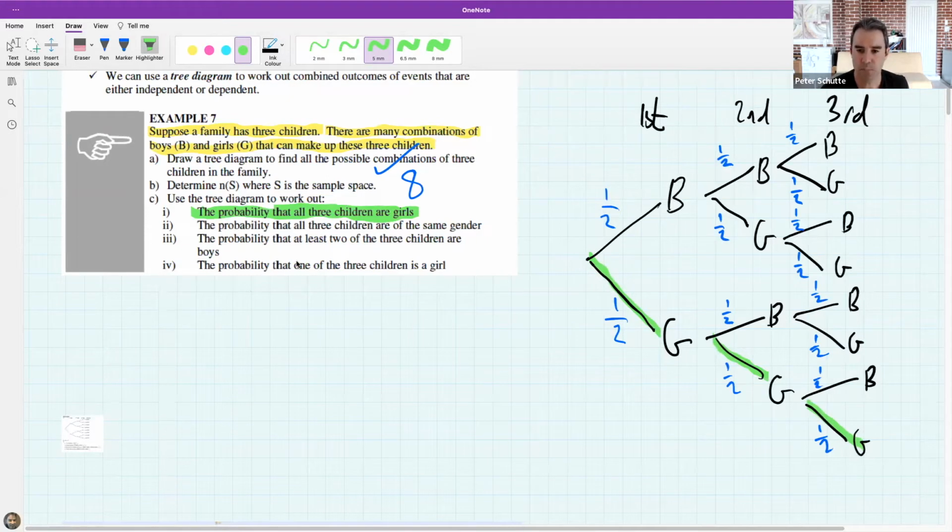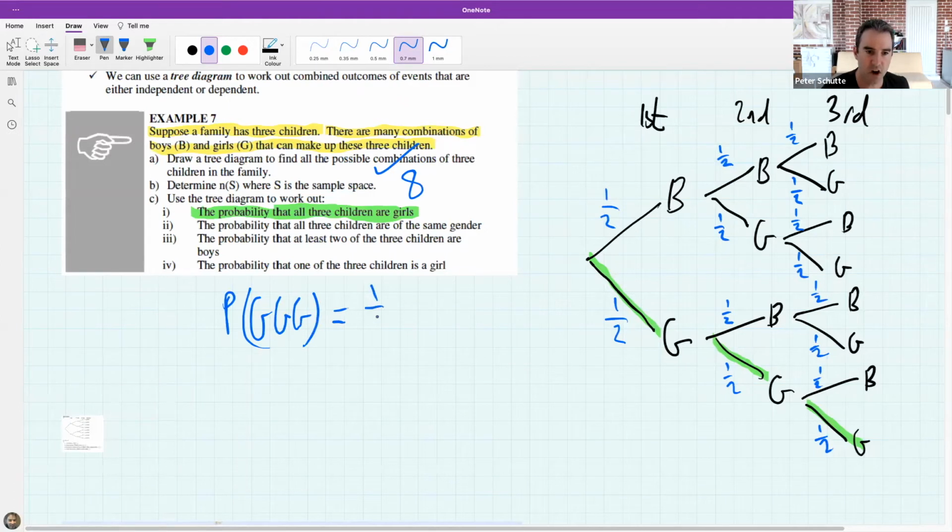So the only branch that has all 3 girls is the one I just put in green. And if you think about the probability, I haven't written down the identity for independent events, but what we need to do really is just multiply. The probability of girl, girl, girl is just a half times a half times a half, which is along these branches, which is going to be 1/8.